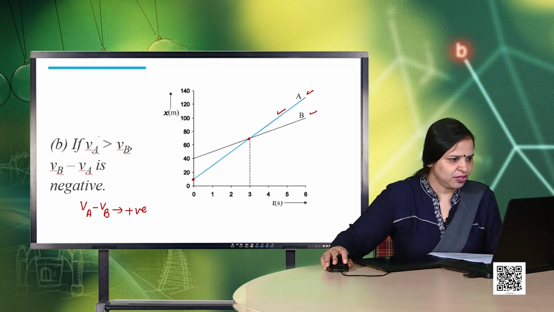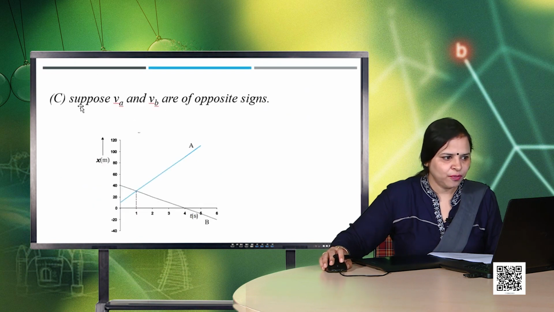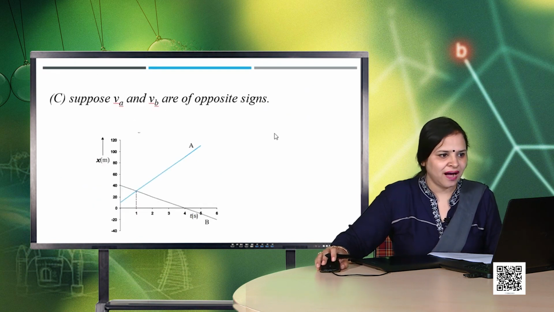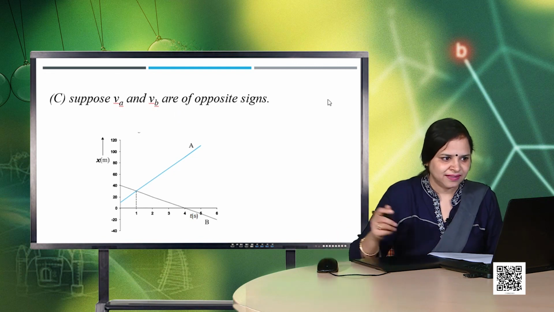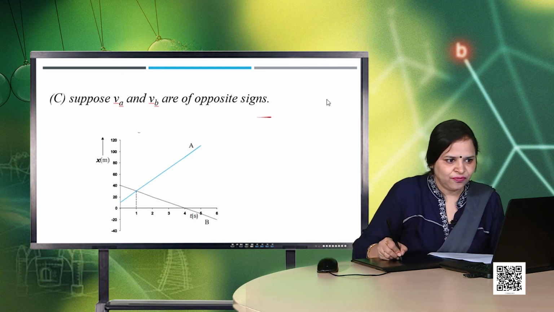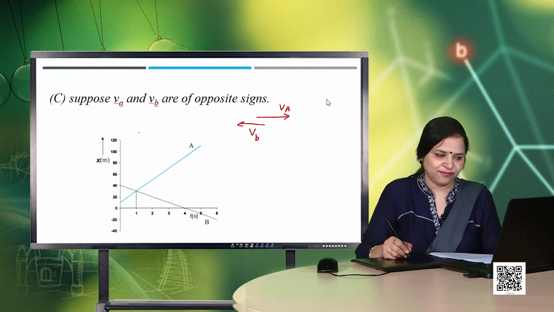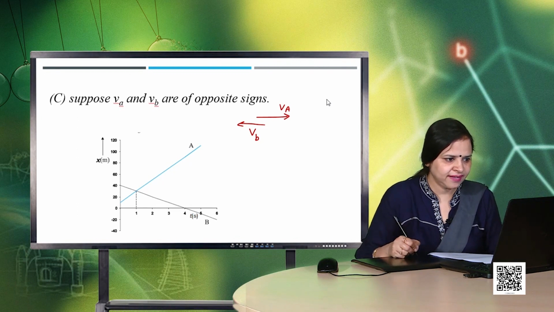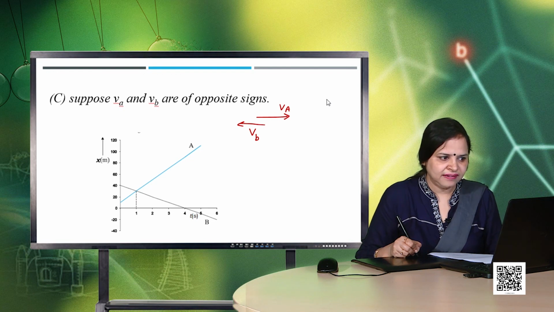Now, another situation I consider wherein suppose VA and VB are of opposite signs. That is, let us say object A is moving towards right and object B is moving with some uniform velocity towards left. Initially, let us say the positions are 10 meters from the origin for object A, and plus 40 meters from origin for object B.